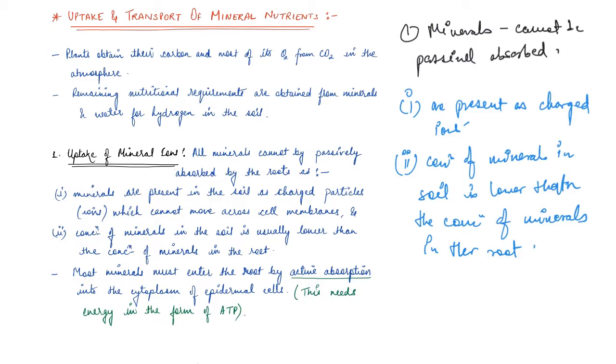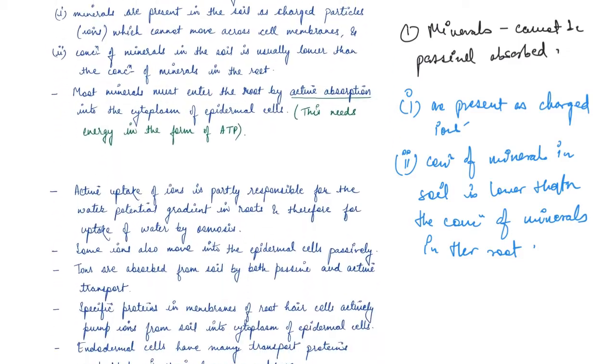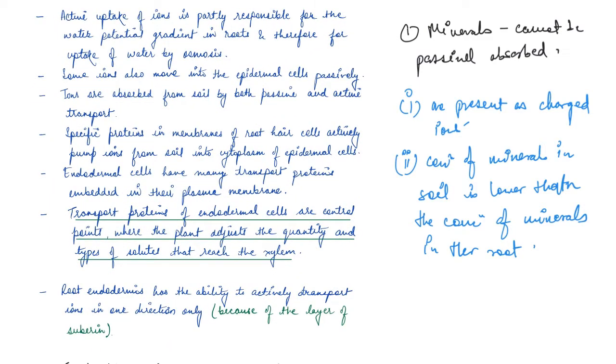And they take up water by osmosis, right? And then after entering the cytoplasm of the epidermal cells, some ions during osmosis also move into the epidermal cell passively, right? Now, if we talk about ions, remember that ions are absorbed from the soil by both passive and active transport, right? So how does this ion transport exactly happen?